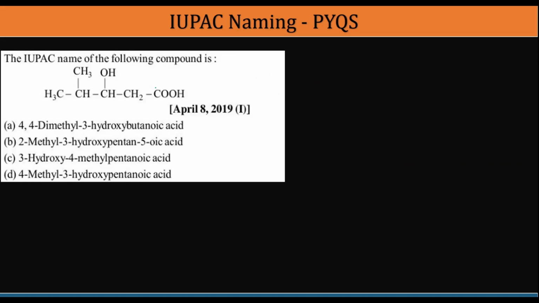This question is easy. We can give numbering from any side, but we know acid gets the highest priority over alcohol. So we'll give numbering from here itself: 1, 2, 3, 4, 5. So what you'll write is 3 hydroxy, and this is 5 carbons. 5 carbons means pent. On the fourth carbon we have a methyl group. So 3 hydroxy, 4 methyl pentanoic acid. So option C is correct. You can just check that out: 3 hydroxy, 4 methyl and pentanoic acid.